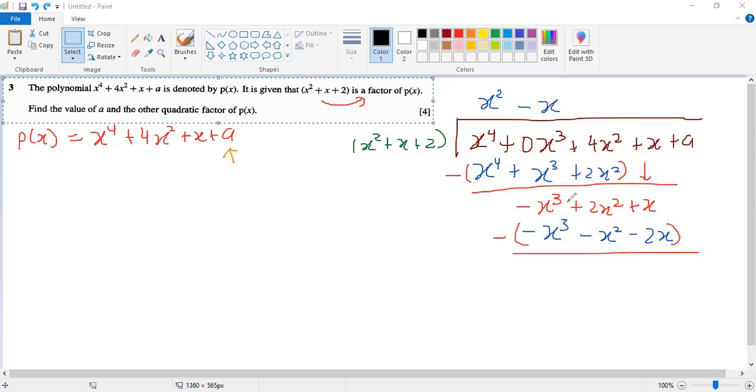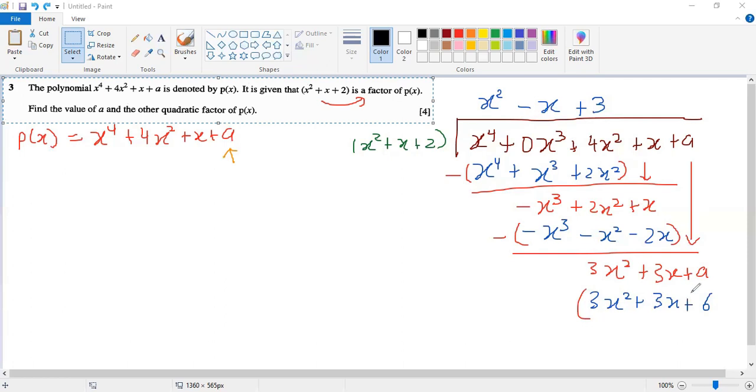Then we do the subtraction again, with the bracket. You can see the minus and the plus cancel off. 2 minus minus 1 is plus, so this becomes 3x squared. Then x minus minus 2x is 3x, and bring this down, plus a. Now it's going to be a constant term, and it's obviously plus 3 to make it the same as the one at the bottom: 3x squared plus 3x plus 6.